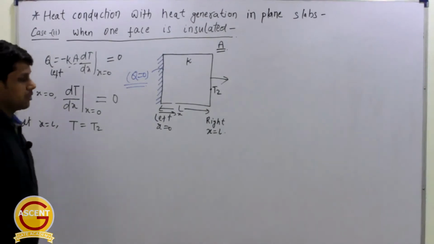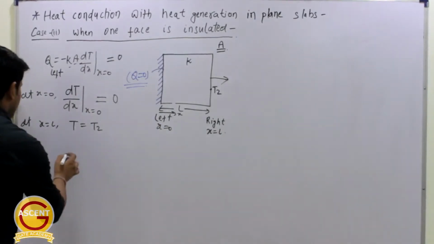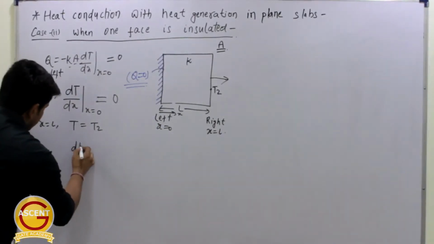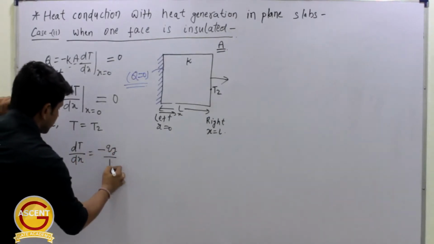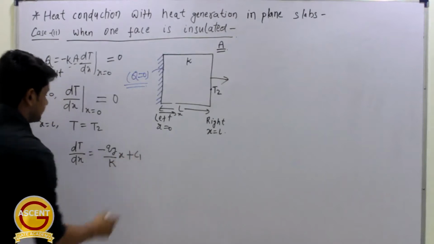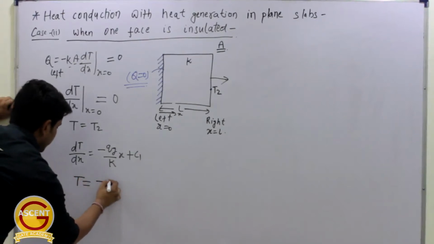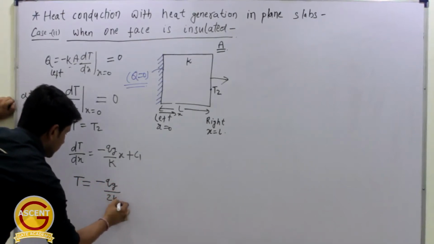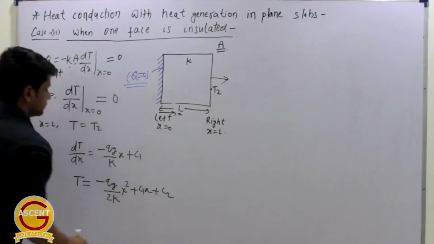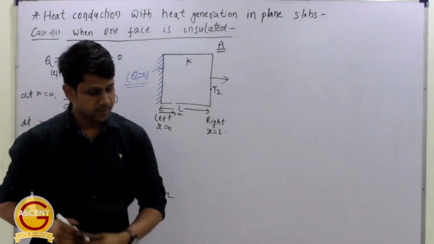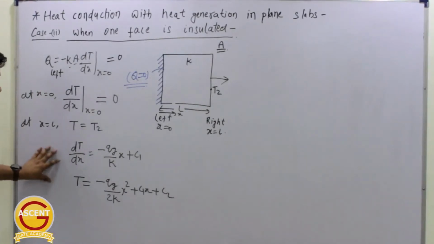So we already know the equations of dT by dx and the temperature profile. So I am just writing it, I am not integrating it again. So it will be dT by dx equal to minus qg by k into x plus c1, right? And for temperature it will be T equal to minus qg by 2k into x square plus c1 x plus c2, correct? So this is the equation for the temperature profile. Now we can put these boundary conditions into these two equations. So what do we get?